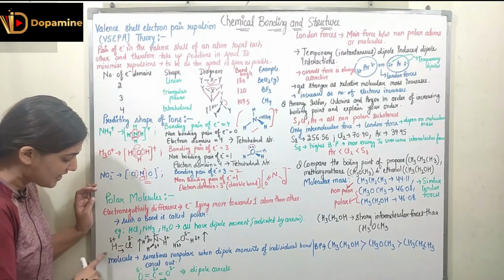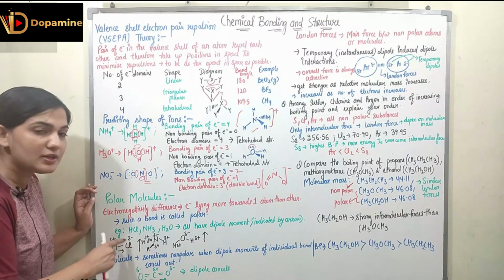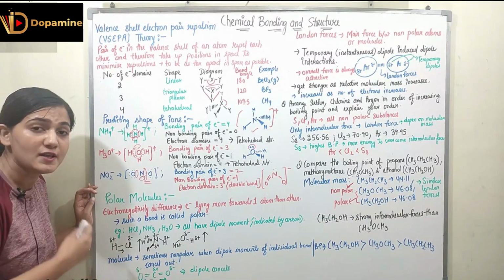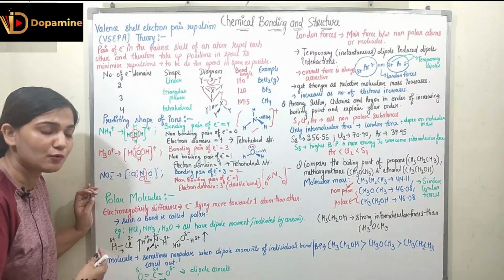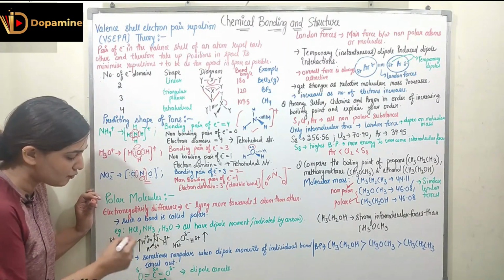You can see this is HCl. On the hydrogen we have a small positive induced charge. On the chlorine we have a small negative induced charge because of the higher electronegativity of chlorine, right? So the direction of the dipole moment would be from hydrogen to chlorine.